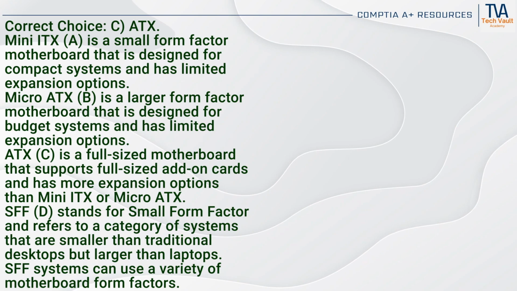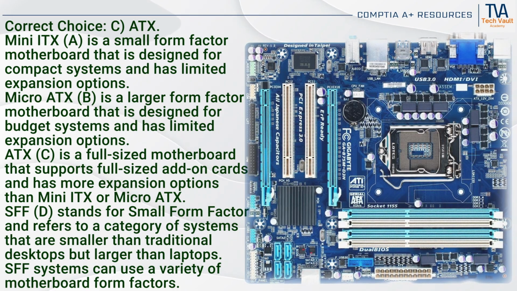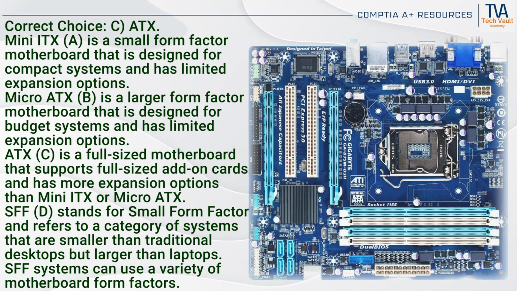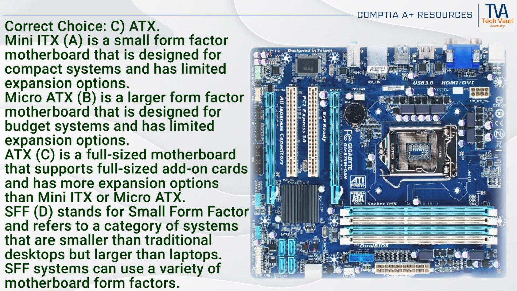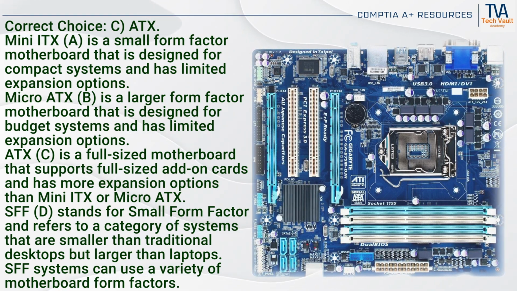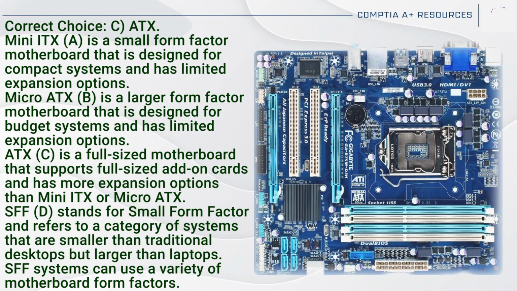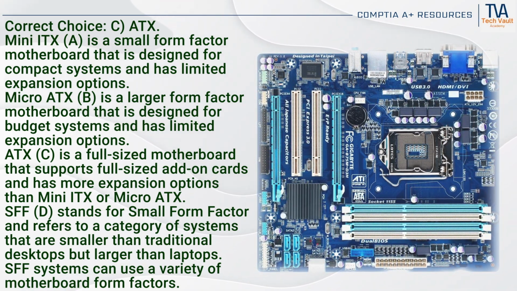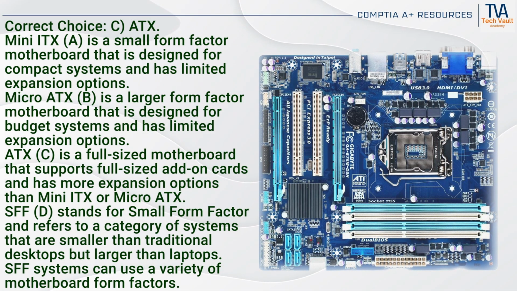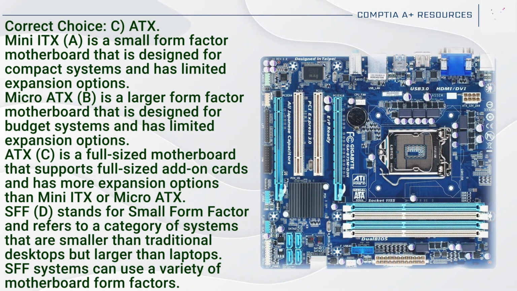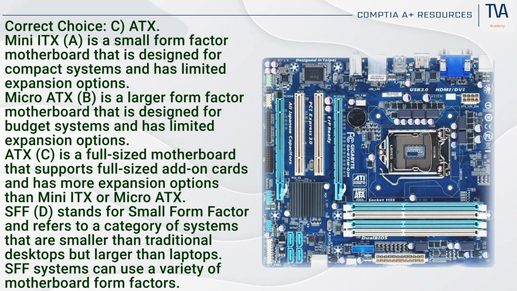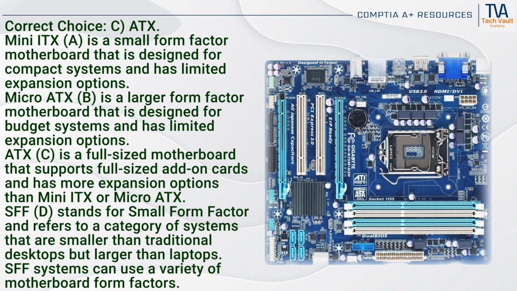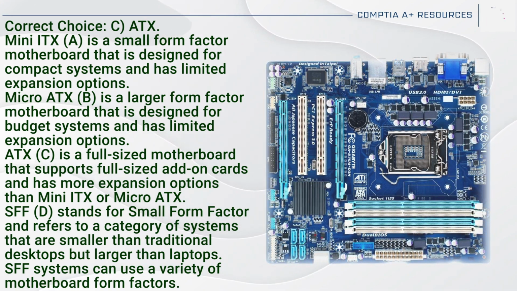Correct choice, C. ATX. Mini ITX, A, is a small form factor motherboard that is designed for compact systems and has limited expansion options. Micro ATX, B, is a larger form factor motherboard that is designed for budget systems and has limited expansion options. ATX, C, is a full-sized motherboard that supports full-sized add-on cards and has more expansion options than Mini ITX or Micro ATX. SFF, D, stands for small form factor and refers to a category of systems that are smaller than traditional desktops but larger than laptops. SFF systems can use a variety of motherboard form factors.